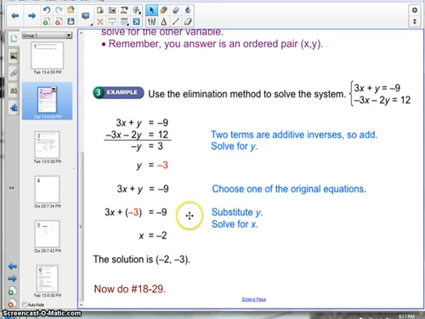Okay, so we substituted for y and solved for x. That gives us our solution, which we always want to write as an ordered pair. We have our x value, which is negative 2, and our y value, which is negative 3. That, once again, as a reminder, is our point of intersection for our two equations that we were given.